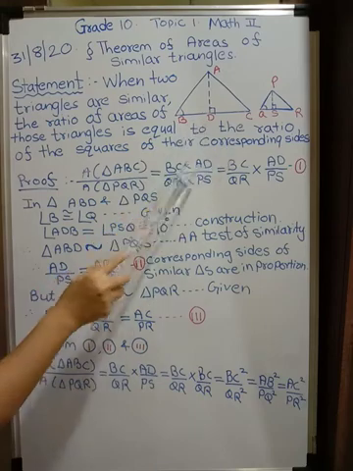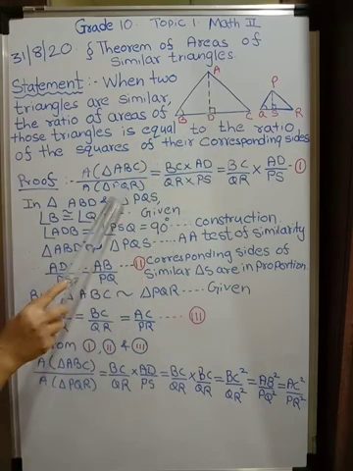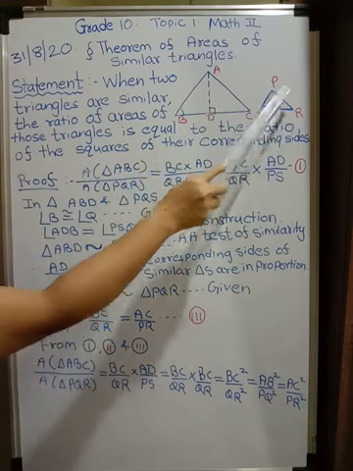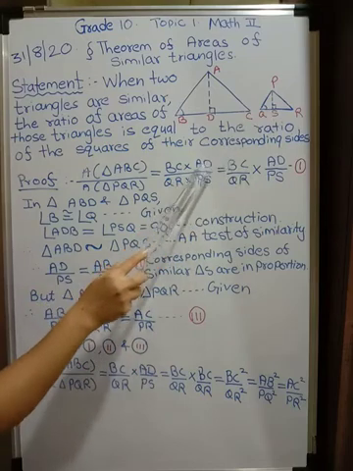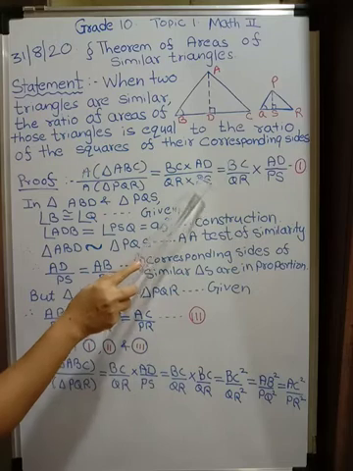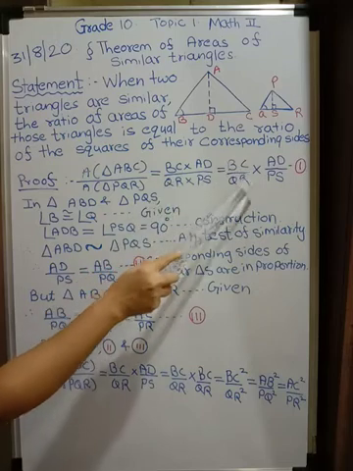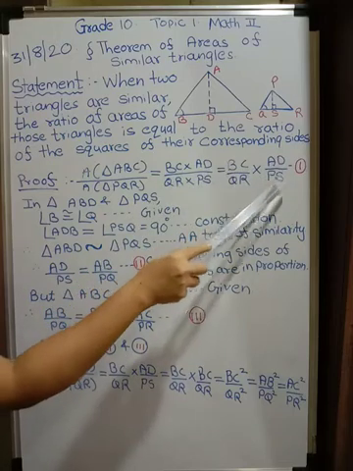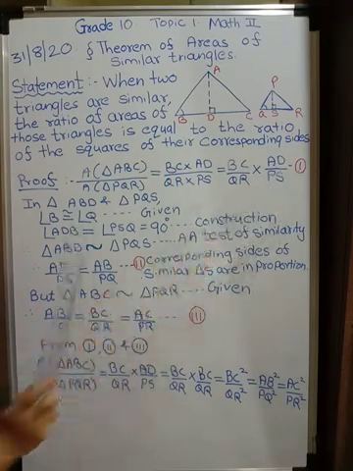ABC's base is BC, height is AD. For PQR, base is QR, height is PS. So base into height, base into height. Only I am splitting this, writing it in a separate way. BC upon QR into AD upon PS. So this is your first step.